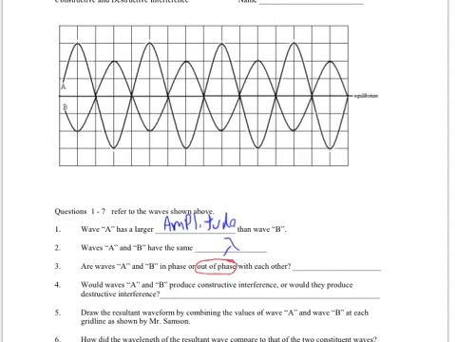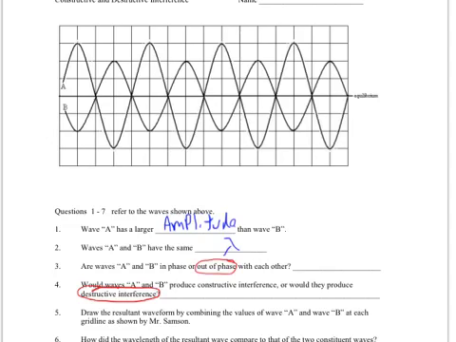Well, here's what's happening. Wave A, let's just say that these lines here represent meters above equilibrium. Here's equilibrium, 1, 2. Wave A wants to displace the water 3 meters above equilibrium, and wave B wants to drop it 2 meters below. So therefore, they're going to work against each other and produce what we call destructive interference.